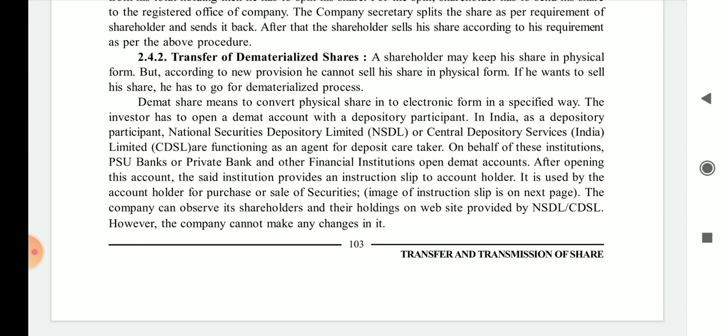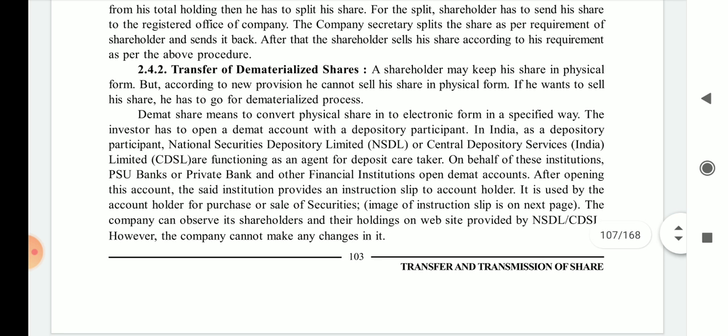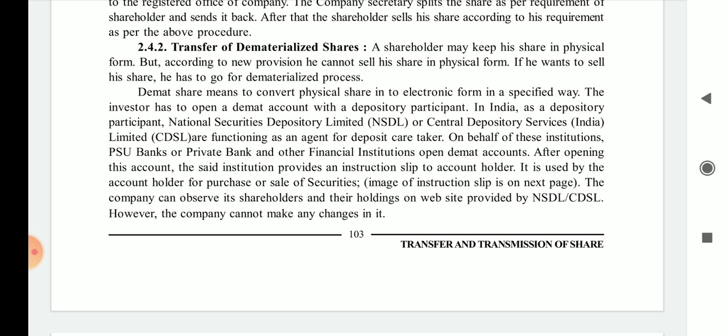After opening this account, the said institution provides an instruction slip to the account holder. When you have opened a demat account, you get an instruction slip, and with the help of the instruction slip you can go through the procedure of the transfer of demat shares. It is used by the account holder for the purchase or sale of securities.